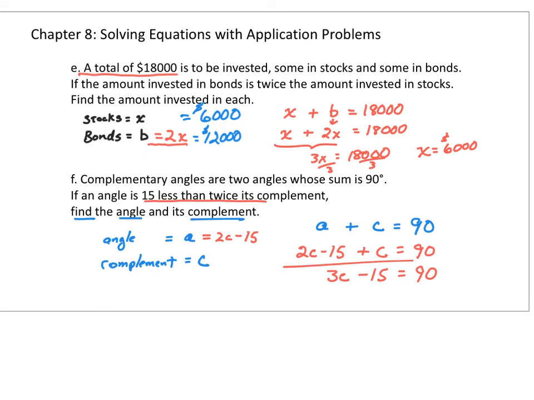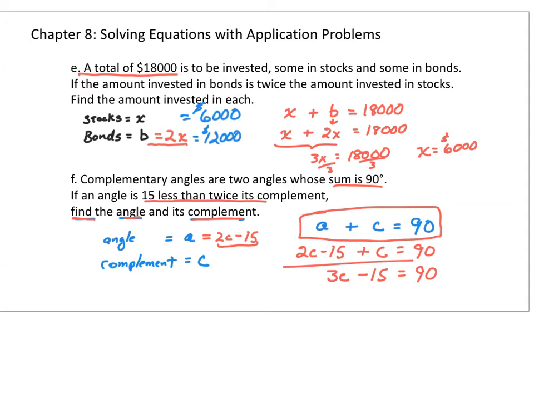Okay, so look and see how you did so far. I'm not quite finished, but I have the angle and the complement. See right there in the last sentence, find the angle and the complement. So I just wrote down, that's what I'm looking for, the angle and the complement. And I used A and C. And it says complementary angles are two angles whose sum is 90. So A plus C equals 90. And the angle is 15 less than twice the complement. So that's 2C minus 15. So now I have 2C minus 15 plus C equals 90.